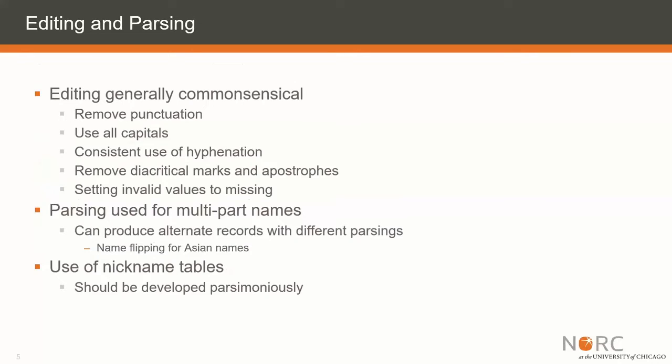Thanks. Okay, great. So the first one is the most basic, which is editing and parsing, to try to make the records and the fields for those records as similar as possible on the two files being compared. Among the steps we would use here would be removing punctuation, trying to get everything as all capitals, or all lowercase, either way, consistent use of hyphenation, removing diacritical marks and apostrophes.